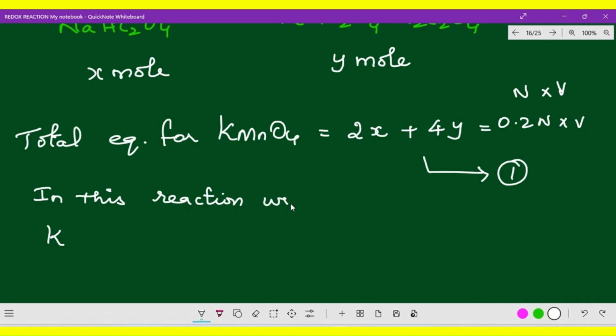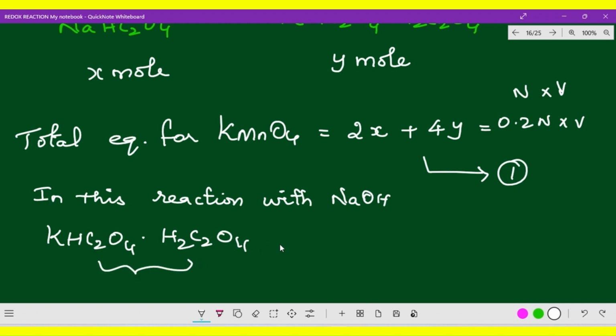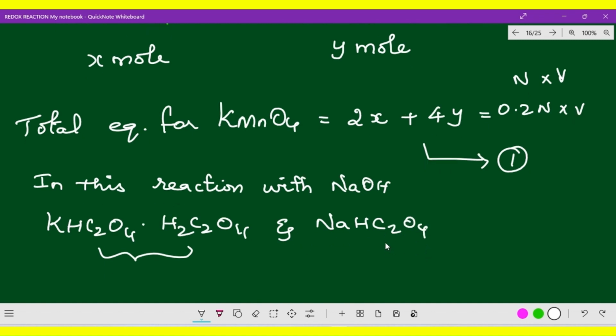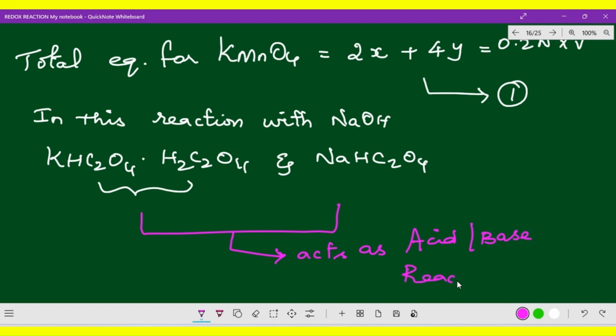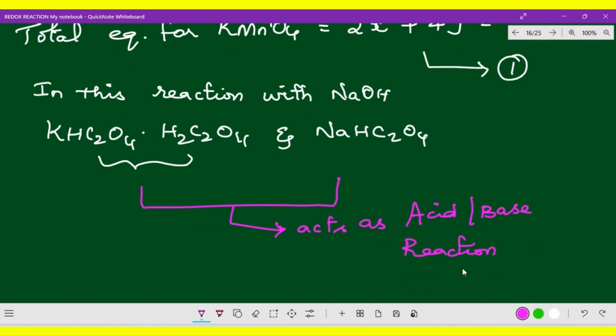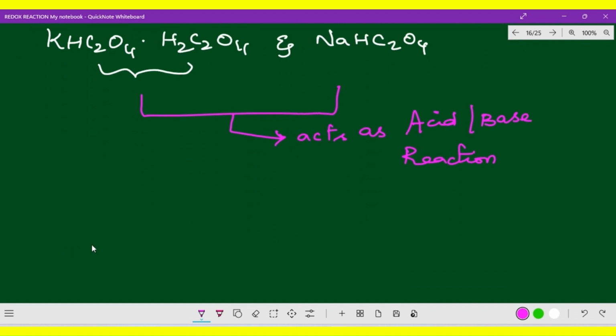Sodium hydroxide reacts with, you remember, KHC2O4 dot H2C2O4. So this is a mixture, right? And the next one, NaHC2O4. Okay, these both. So these both act as what? Acid-base reaction. Acid-base reaction, right?